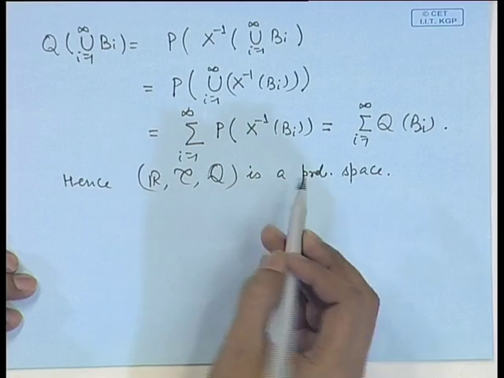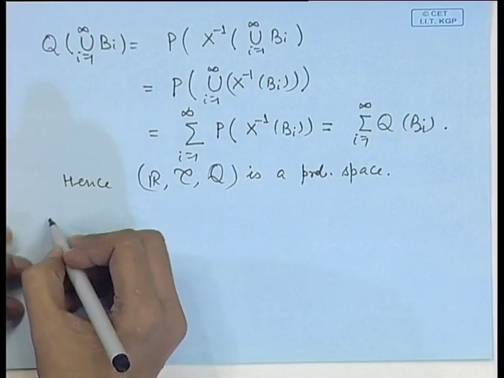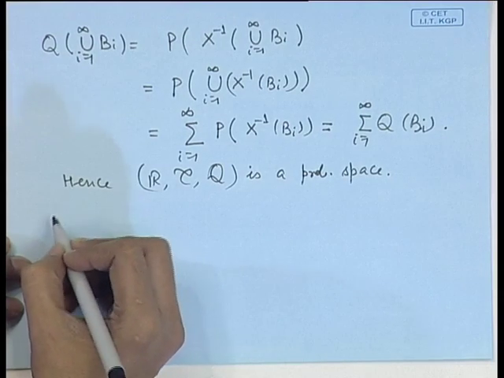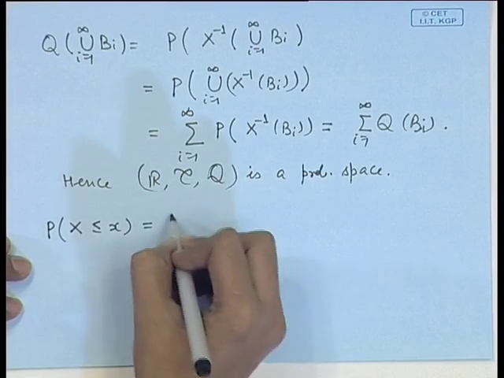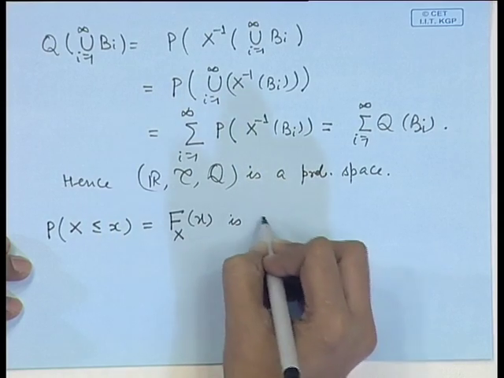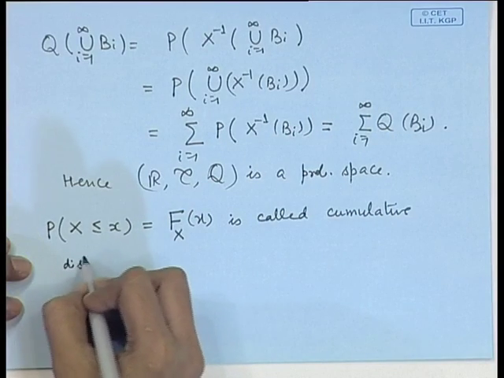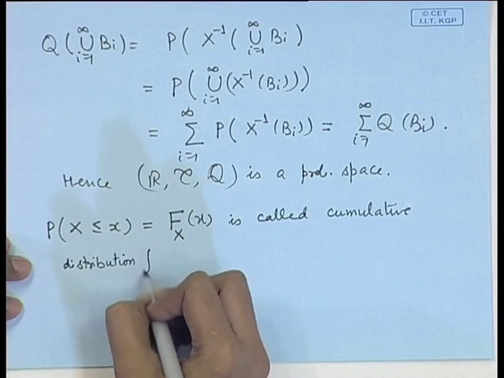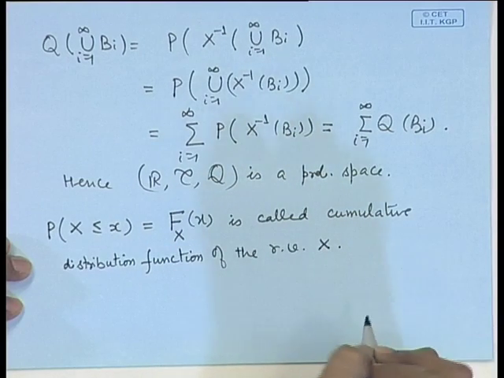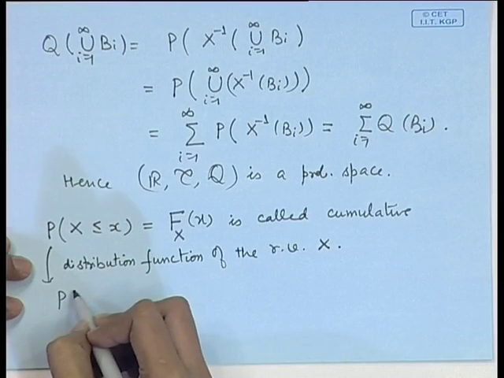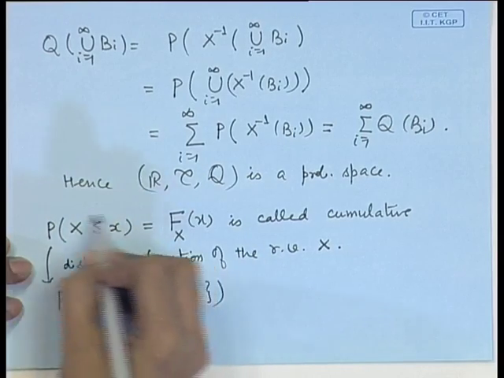Since Q is a set function and here I am looking at the real numbers, there is another function which we consider continuously and it is called the distribution function. We define probability of X less than or equal to x as say F X of x. This is called the cumulative distribution function of the random variable X. Basically, this is the probability of all the sample points such that X of omega is less than or equal to x. This is an abbreviation we will be writing like this.